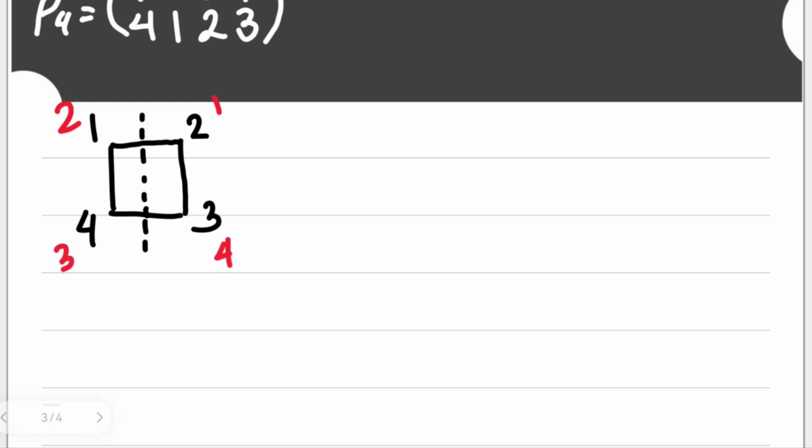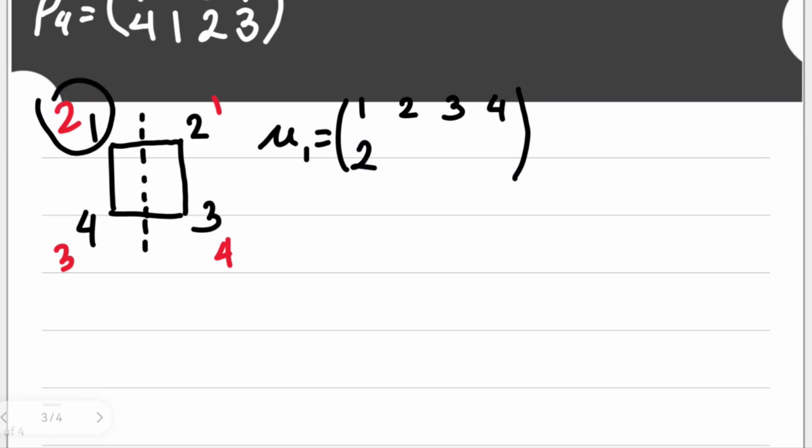And that is your fifth permutation. We call this here the mu sub 1, the flipping against the perpendicular bisector. So again, we still have 1, 2, 3, and 4, right? Because we have those elements. So 1 will be mapped with 2. 2 will be mapped with 1. 3 will be mapped with 4. And 4 will be mapped with 3.